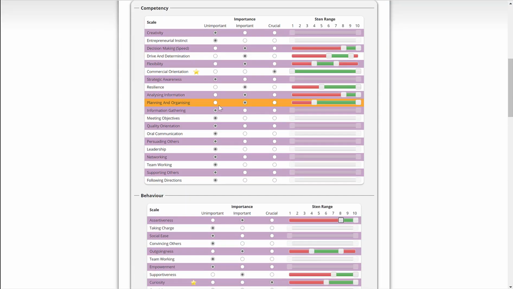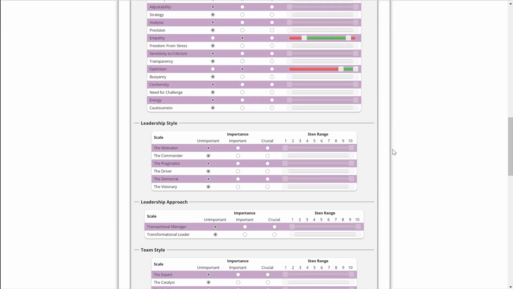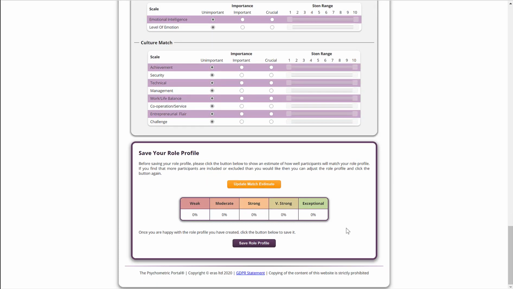This is what makes it much more scientific. We're thinking it through. What do we want? What is the impact upon one desire in one area, how does that impact what we're looking for in another area? Once you've got all of that done, just go down to the bottom. You can click on this, update the match estimate. And as it says here, it gives you an estimate of how well participants will match your role profile.